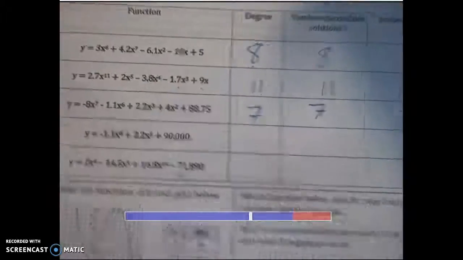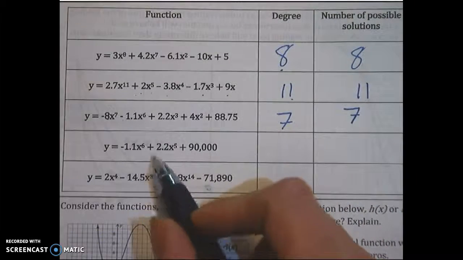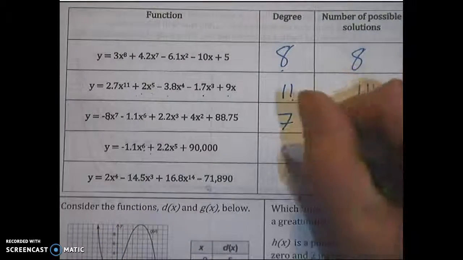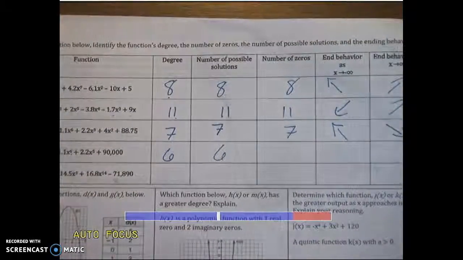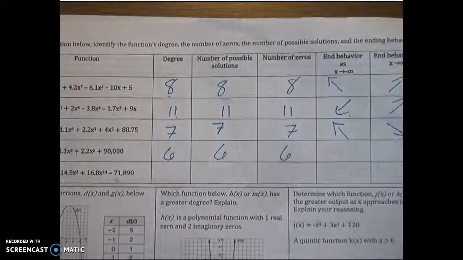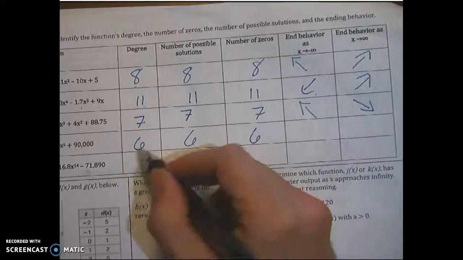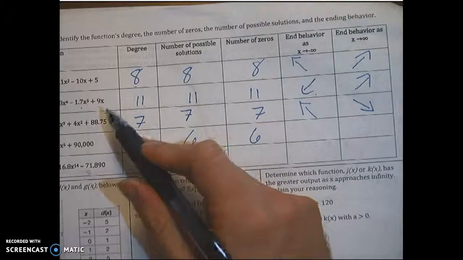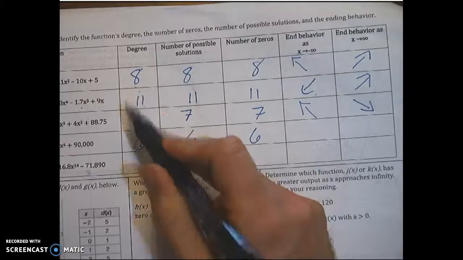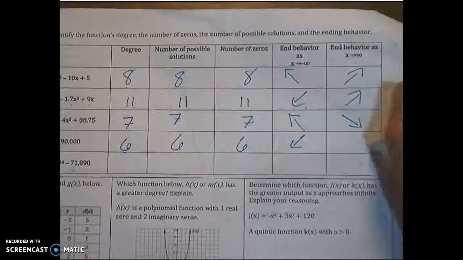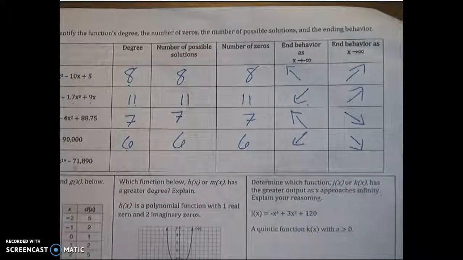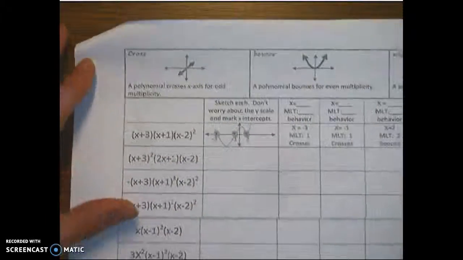Last one that we'll talk about. It looks like the 6 is the degree, which means it has 6 possible solutions and 6 zeros. Now it's even, so normally that means it goes up to the left and to the right. It's got that bouncy action. But since there's a negative in the front, it's actually going to go down to the left and down to the right. Now we've done all of that, so we could make this slightly more complicated.